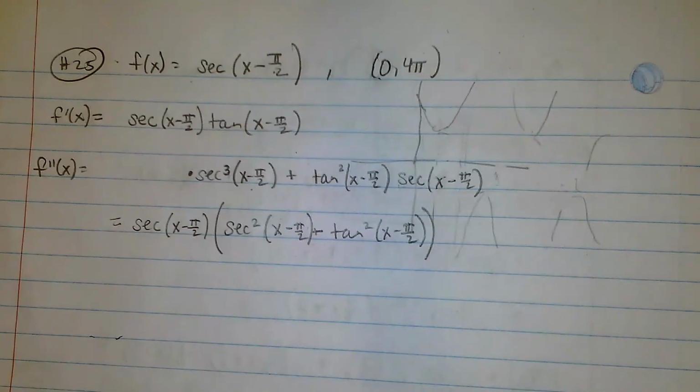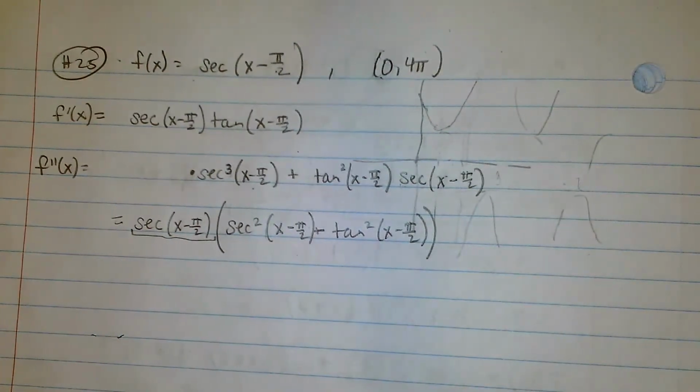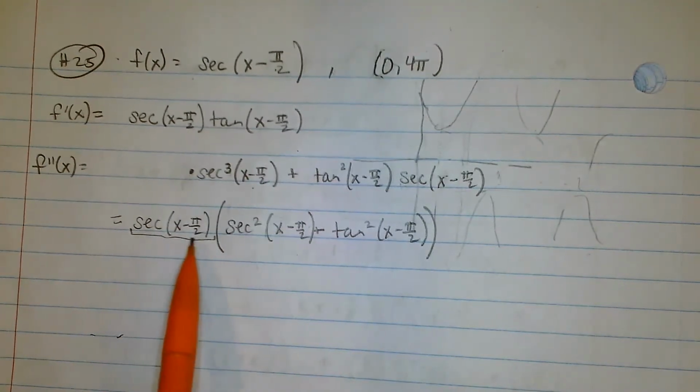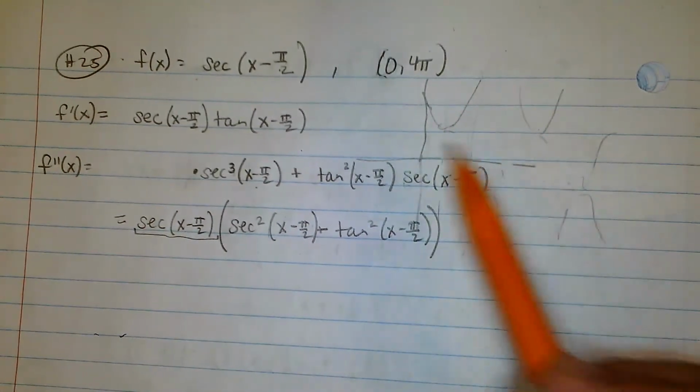And then I want to see where this is 0 or undefined. So let me think about this. The secant of anything is never 0, because that would be where the cosine is undefined. If the cosine is undefined, then the secant would be 0. And the cosine is never undefined. And if you just look at the basic secant visual, it never equals 0.